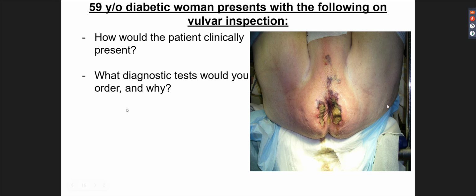Okay. How would you manage? So for this patient, if we're talking about necrotizing fasciitis, then she would need to go to the OR. She would need broad spectrum antibiotics. So what would you start her on antibiotic wise?